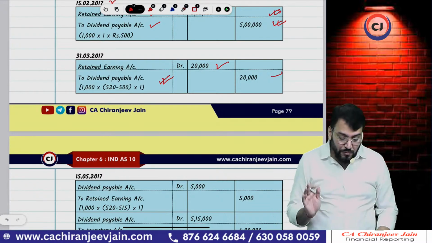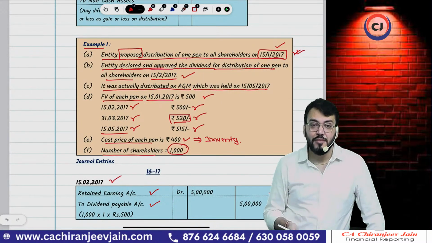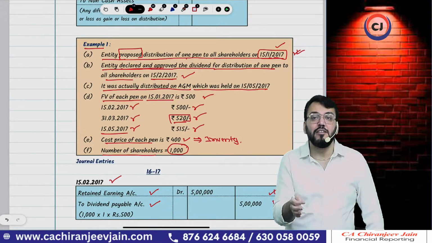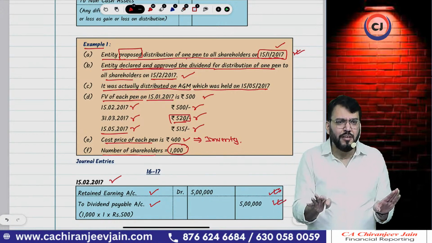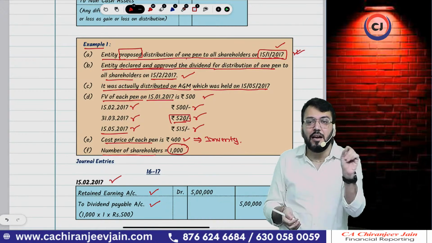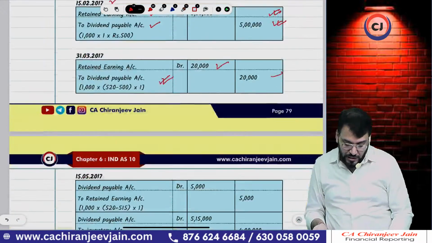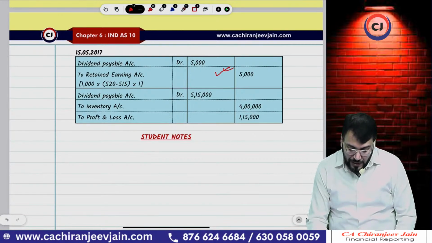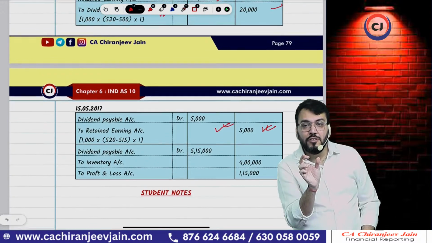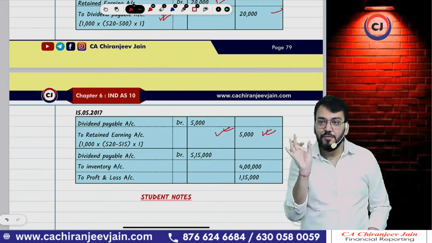Then on the date of actual distribution, the fair value becomes 515. Is any adjustment required? Now the dividend payable will decrease. Dividend payable account debit to retained earnings by 5,000. So I have done that journal entry. It means the liability now becomes 5 lakh 15,000. The dividend payable is now 5 lakh 15,000.